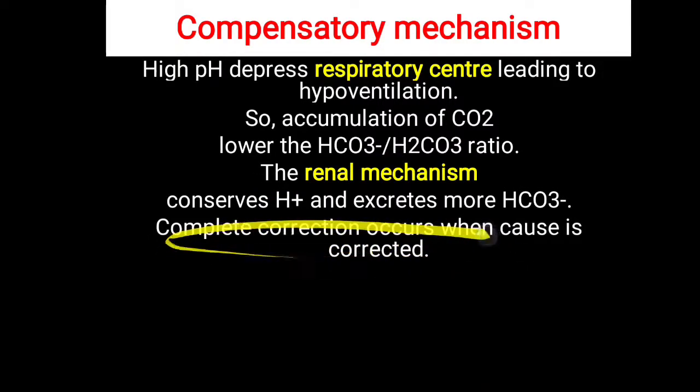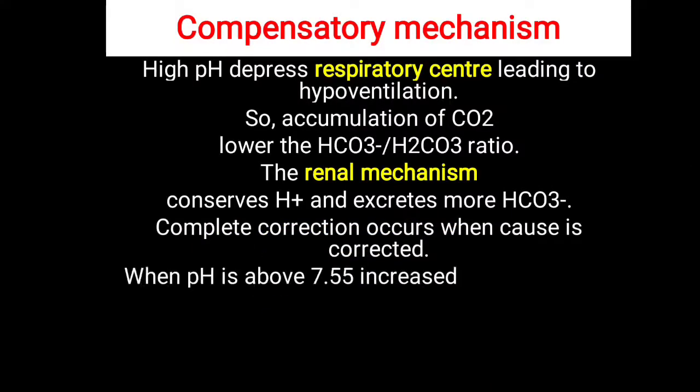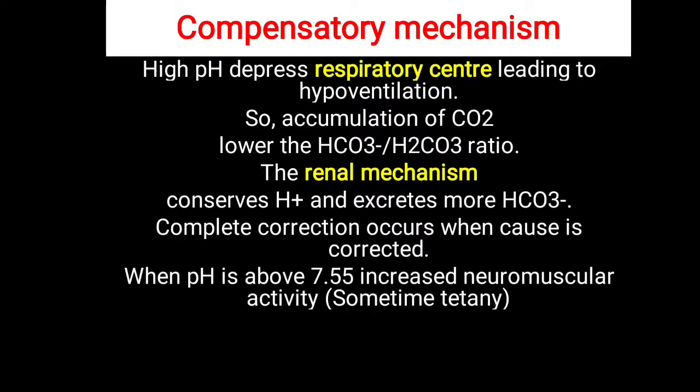to fully correct it. Full correction occurs whenever the basic cause, or whatever the condition is, is corrected. So which are the conditions that can lead to this metabolic alkalosis, that also we will look at. Basically it occurs in vomiting, gastric aspiration, or some particular conditions, and which are the other causes, that also we will look at. So when the cause is corrected, then only full correction of this metabolic alkalosis is possible.